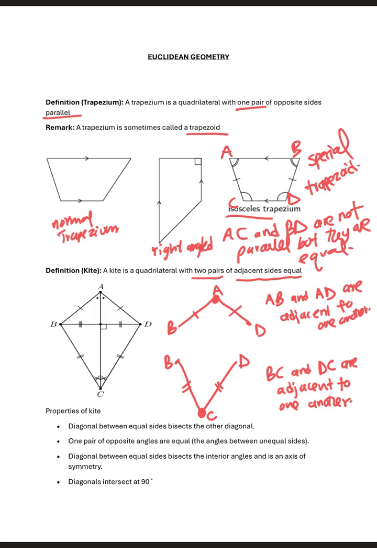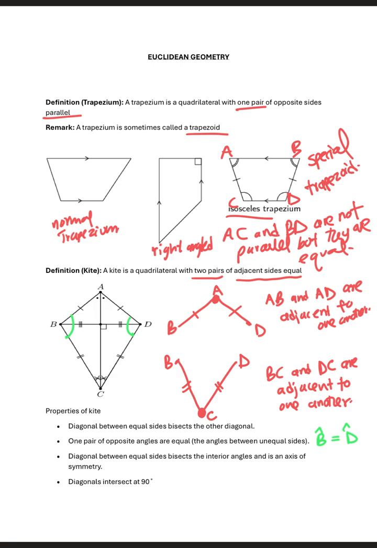Yeah, the angles between the unequal sides. So the angles that they are referring to here, these are the angles. These are the pairs that they're referring to. So in this case, we actually have angle B is equal to angle D. And then the diagonal between equal sides bisects the interior angles and is an axis of symmetry.